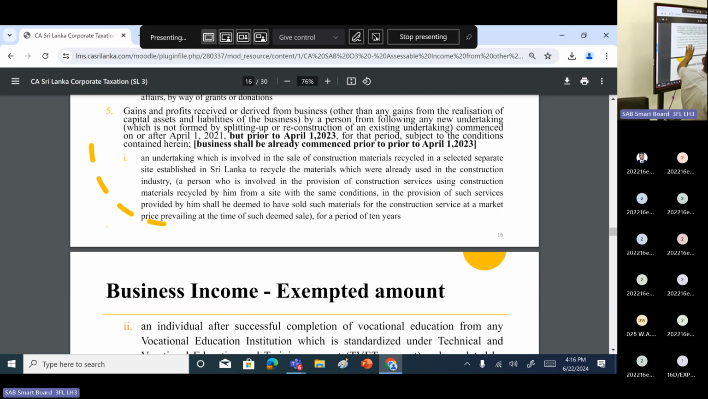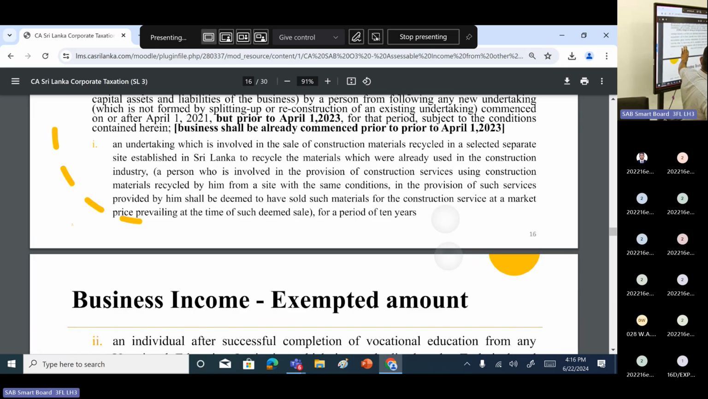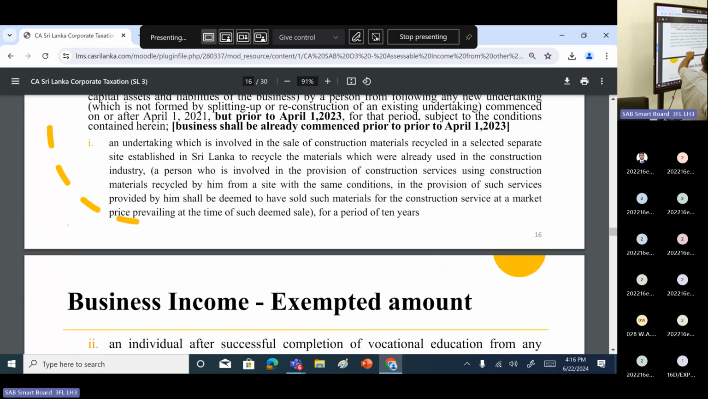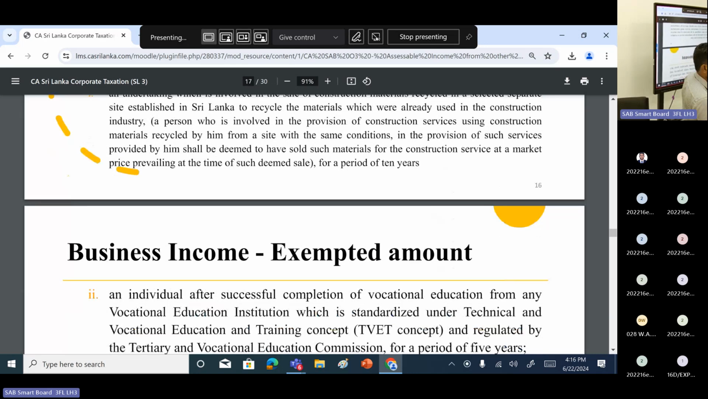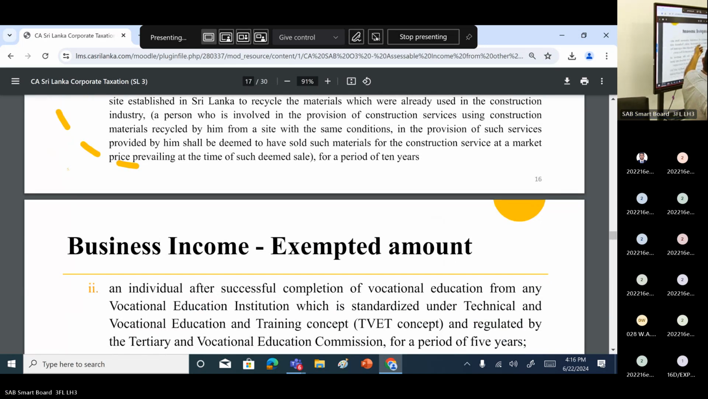Because in Sri Lanka, at that time, the construction industry was a big area. So therefore they have given this to recycle the construction material. Whatever they have used in the construction industry, they are using that as a raw material and doing recycling. Then for that business income they are entitled to a 10-year exemption.